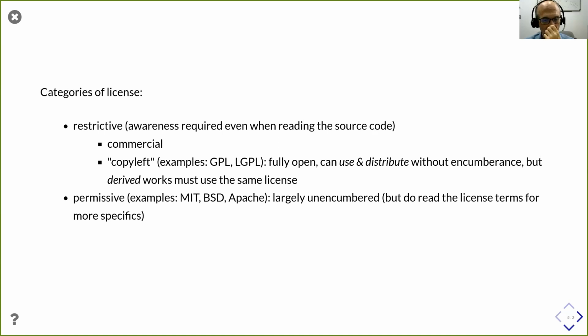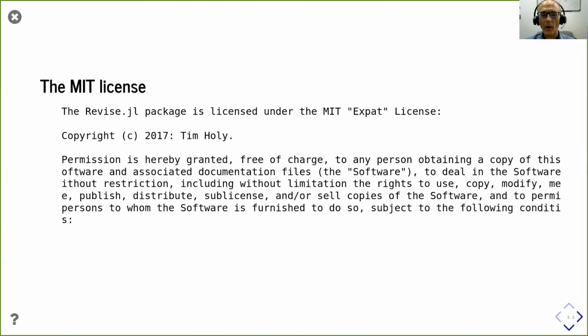Much of the Julia community, at least, is using more permissive licenses, and the most common one, I think, in use is the MIT license. And this is a fairly wide open license. There really are very few restrictions placed on you as a user or developer of the code. And there are a number of others that are fairly similar to that. So these are largely unencumbered. I still encourage you to read the license terms for more specifics. These are all named licenses, and the Open Source Initiative vets a certain number of licenses, and when you can, you should use one of these standard licenses.